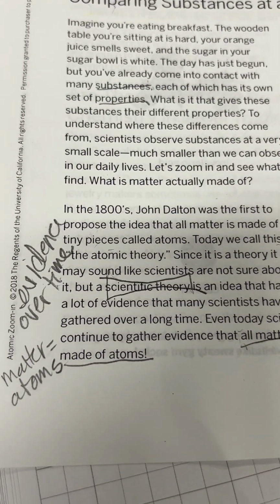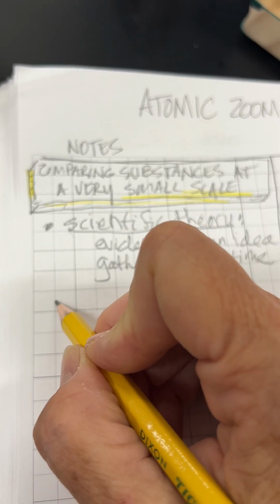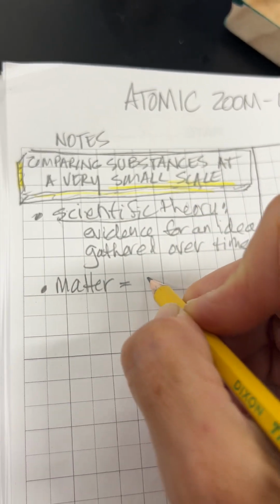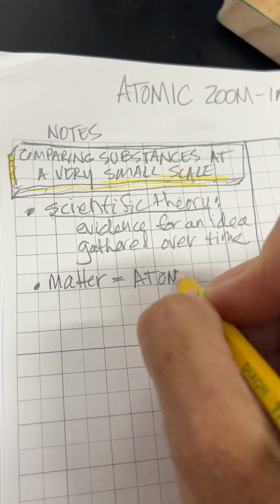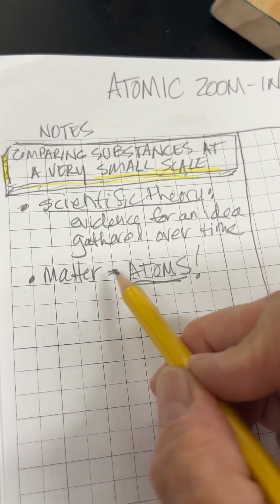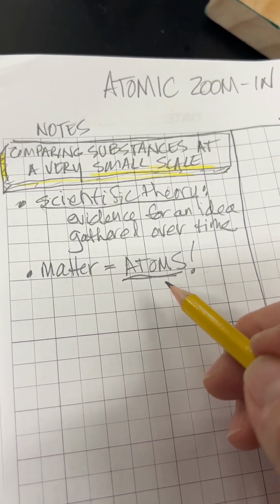Next thing I'm going to put in my notes is that matter is made of atoms. Now here's the important thing, you skip a line, another bullet point, matter equals atoms. That's my shorthand for that, okay? I could write matter is made of atoms, I could write matter equals atoms, it's up to you.